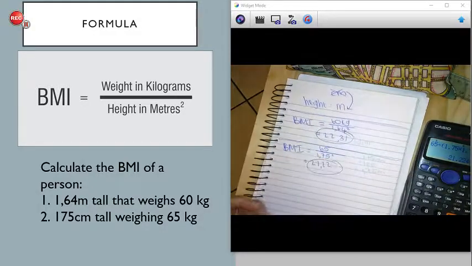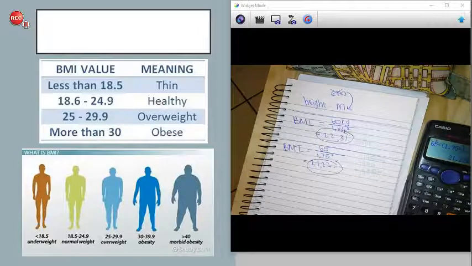Now, at this point in time, we have calculated the BMI of person 1 and we have calculated the BMI of person 2. But as this stands, it doesn't really mean much to us. So when we start looking at how to actually interpret these values, here you'll see now it gives us a BMI value and it gives us a meaning. So if we look at the first person, for instance, they had a BMI of 22,31.